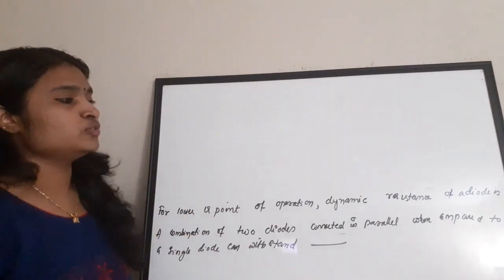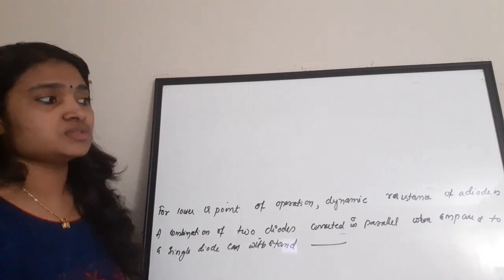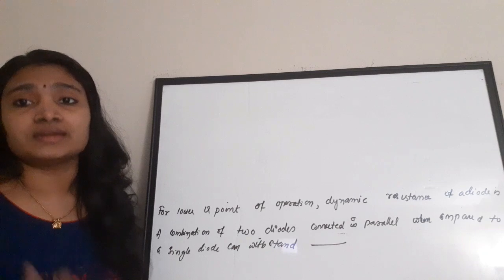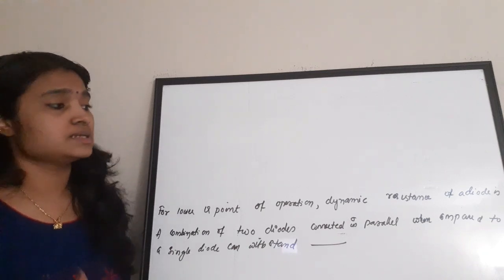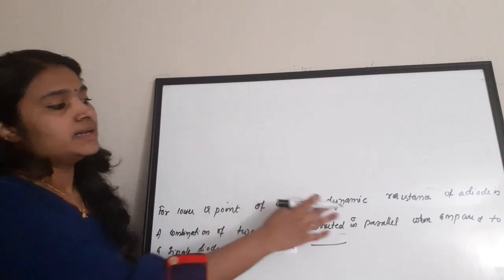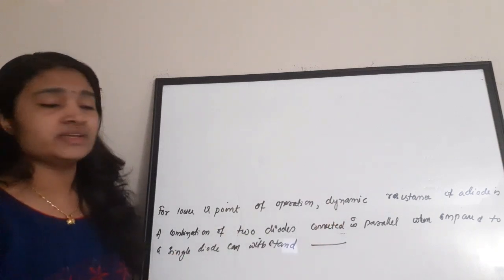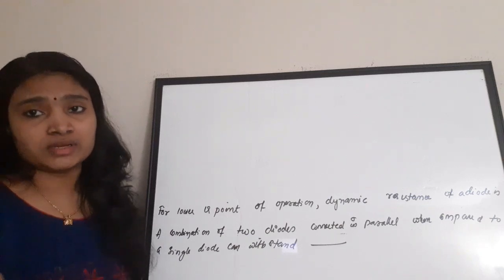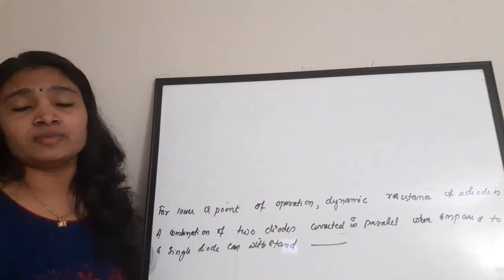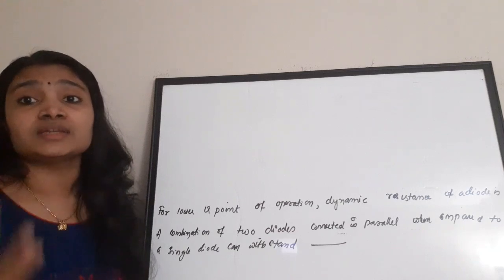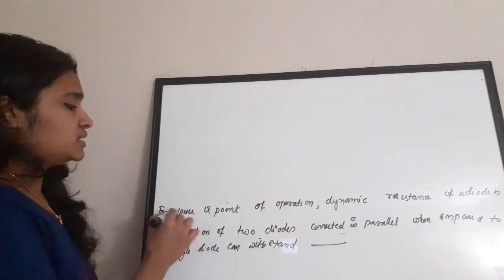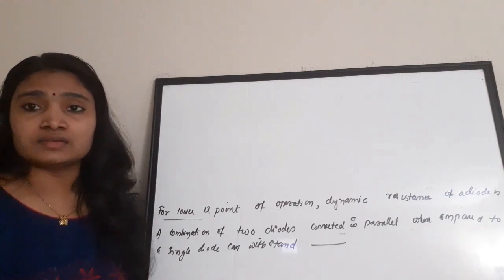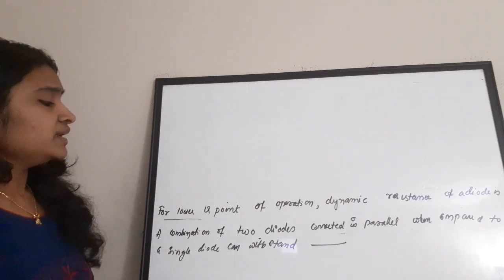For lower Q point of operation, dynamic resistance of diode is dash. For lower Q point values, as the Q point is reduced, the dynamic resistance is increased. Now, what is dynamic resistance? Dynamic resistance is nothing but change in voltage by change in current. And if you lower the Q point value, the AC resistance or dynamic resistance is increased. The answer is increased. The options can be like lowers, increases, higher or no change. It is the higher value. Next question.